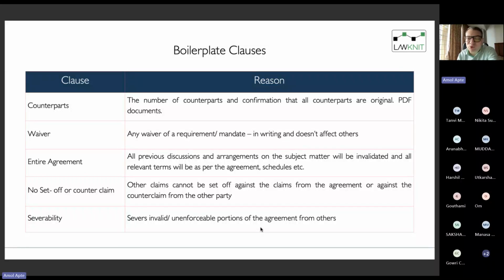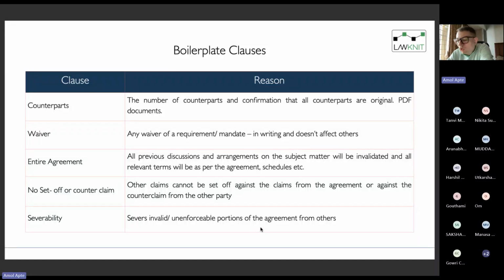It helps to make sure that when the other party produces it as evidence, it still has certain things to rely on. Otherwise, the Xeroxes are not so easily admissible in evidence. It takes care of those kind of issues. The waiver, if any of the parties is actually waiving or not waiving any of the rights, that is captured in the waiver clause.